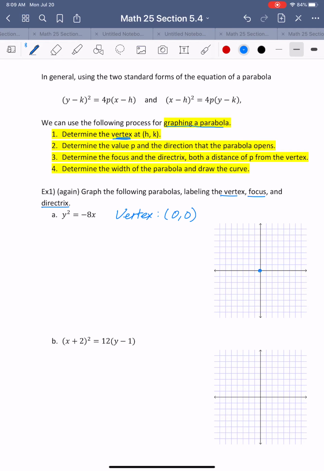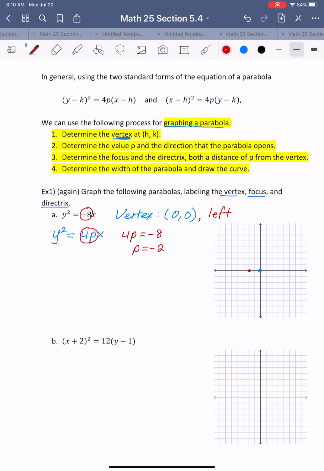And then we have to find p first. So it's y squared equals 4px, which means the number in front, the 4p, must be the same as negative 8. So if you set 4p equal to negative 8 and solve for p, p is negative 2. So the direction was left, right? Because it's y squared with negative 8. All right, so you need to go 2 units to the left.